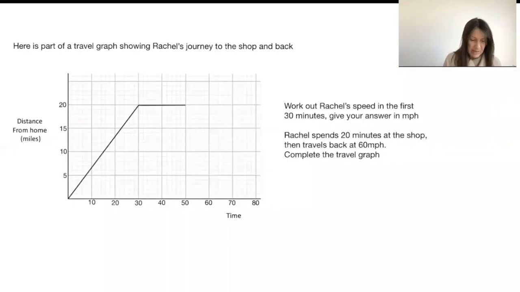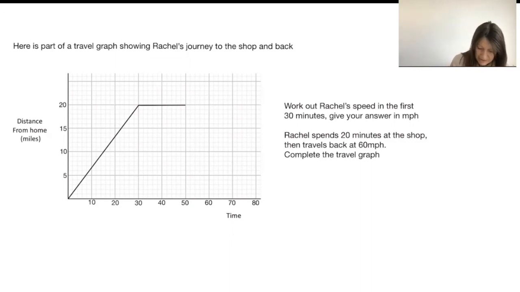All right, so this is a distance time graph. It has distance and time on the axes. It can be referred to as a travel graph. You'll hear the word journey being used as well in the story, and they will ask questions. So you have to be able to interpret and read the graph. So this one is work out Rachel's speed in the first 30 minutes, and then you've got to give your answer in miles per hour.